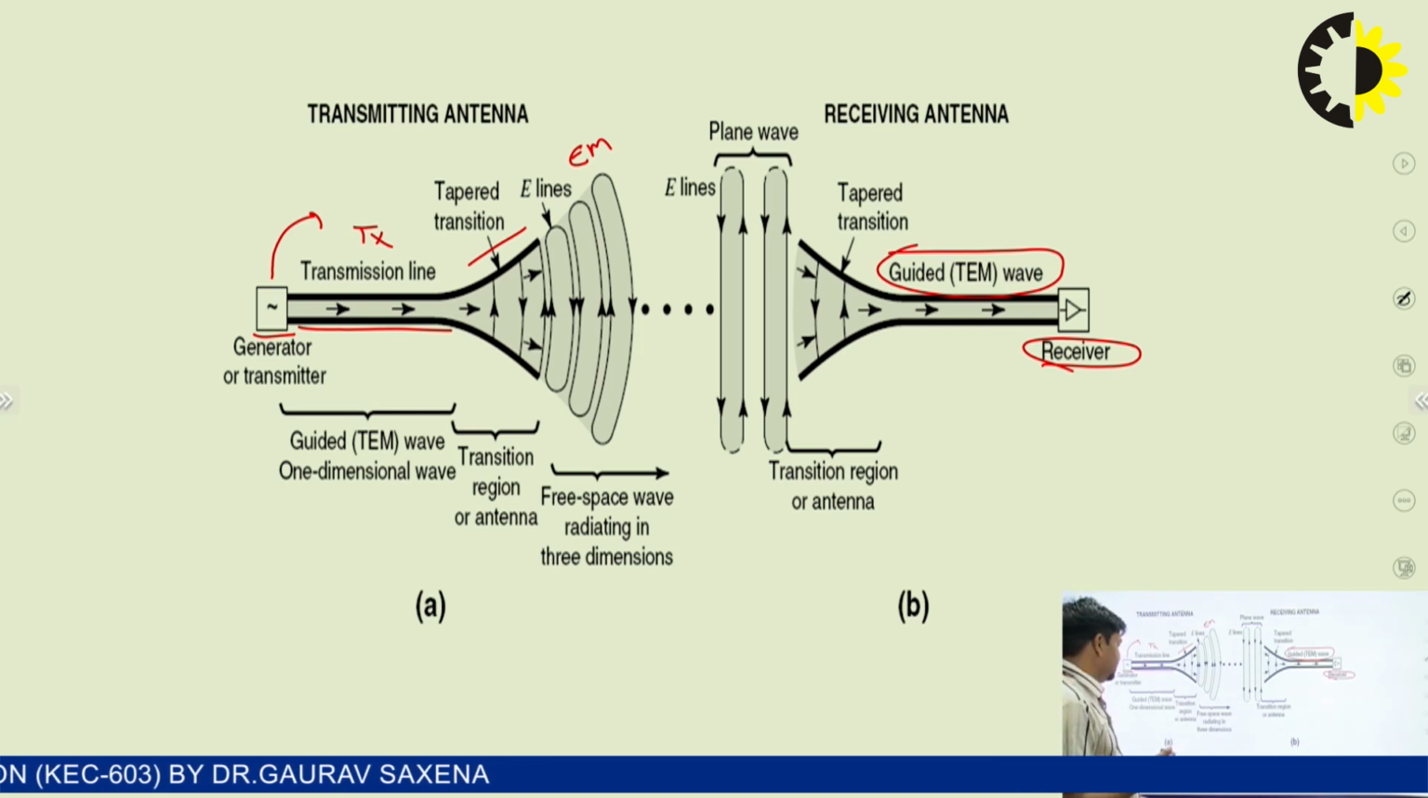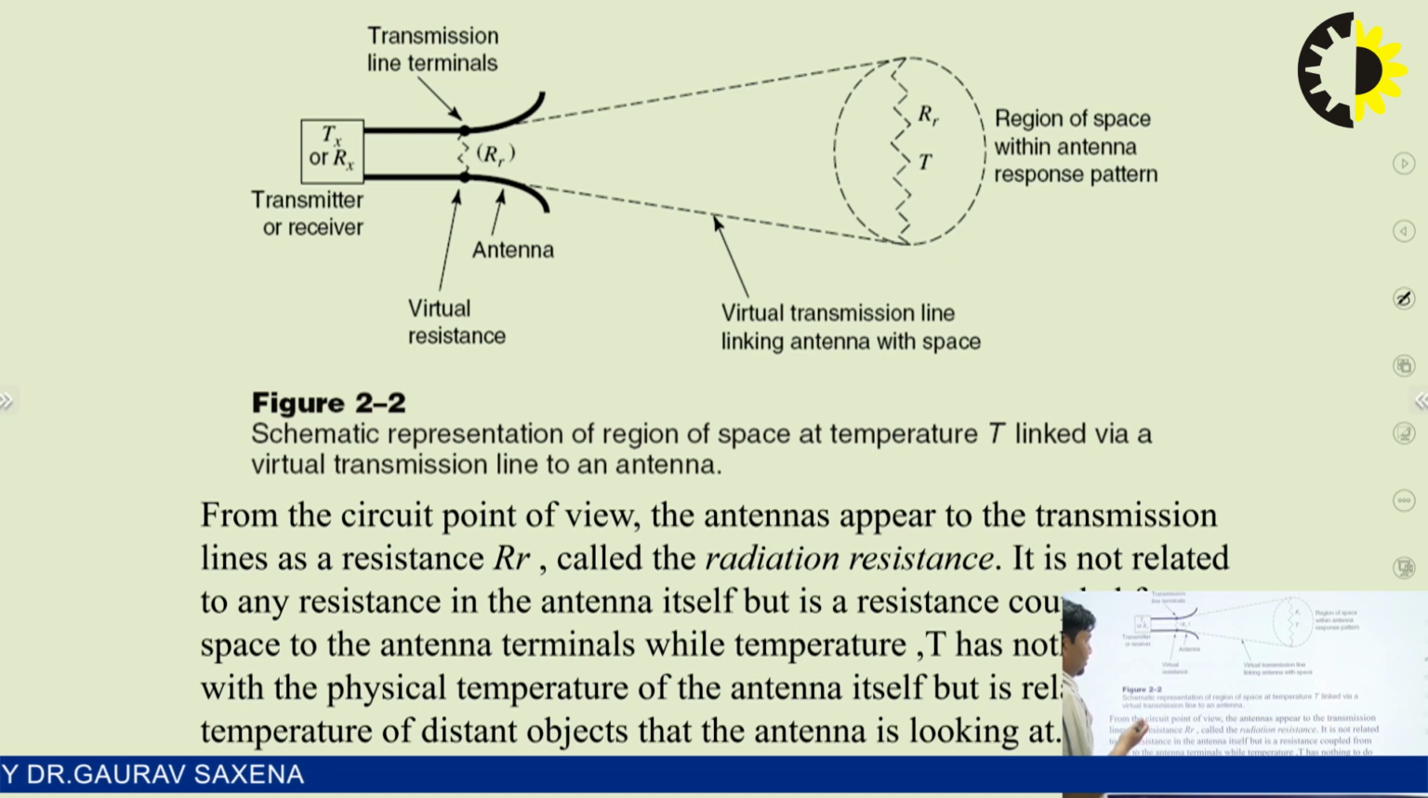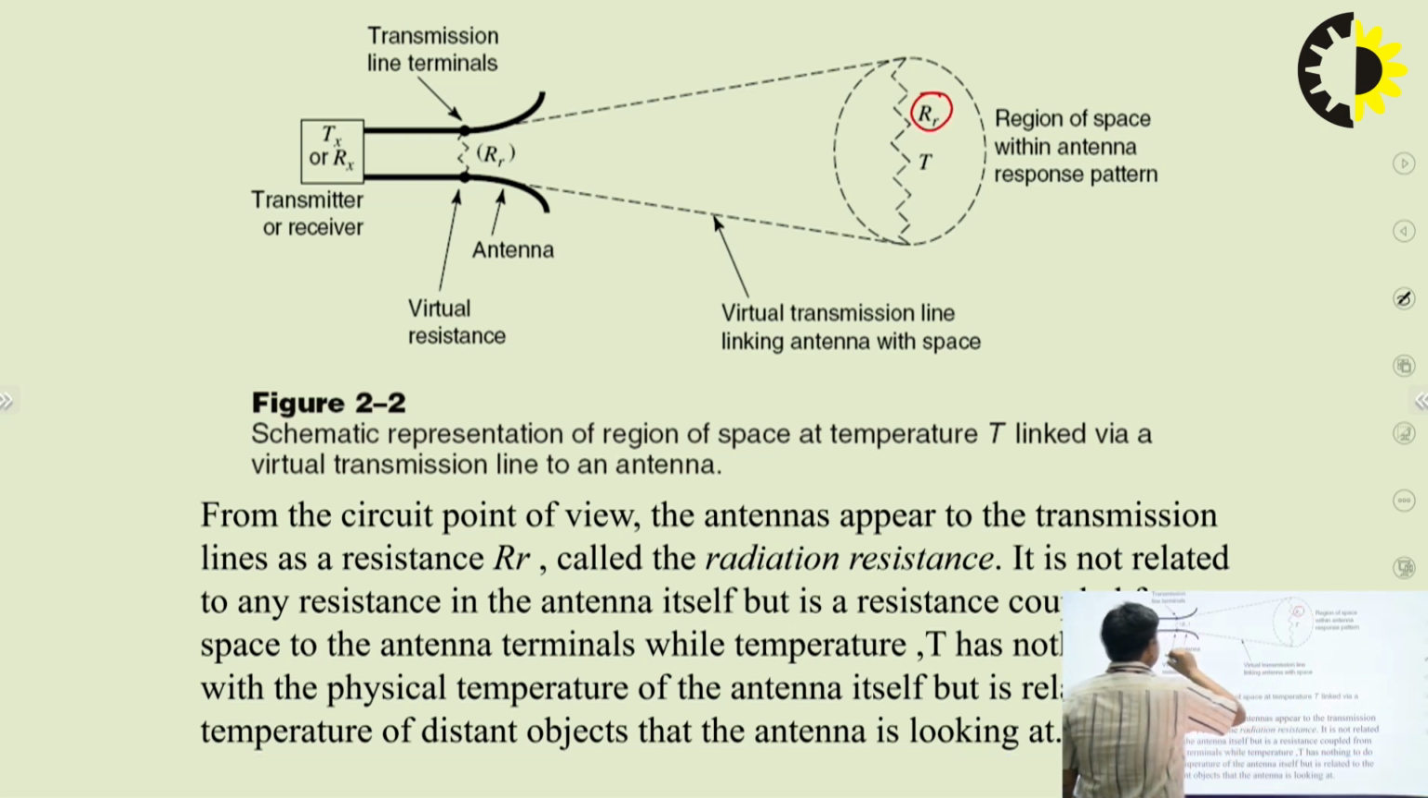So I already told you what the radiation resistance is. This is the radiation resistance, which tells how much power the antenna radiates in that particular region. If the radiation resistance is high, that means that particular antenna radiates more power, and the lost power is less.